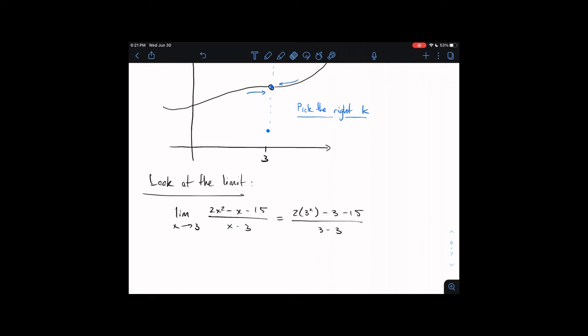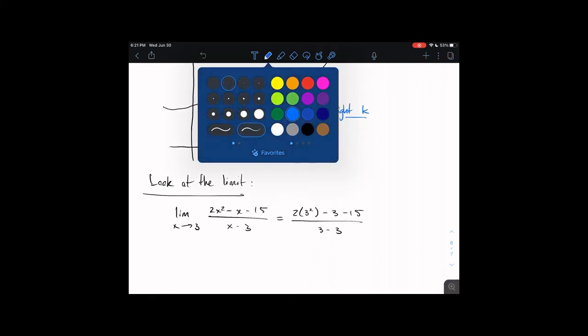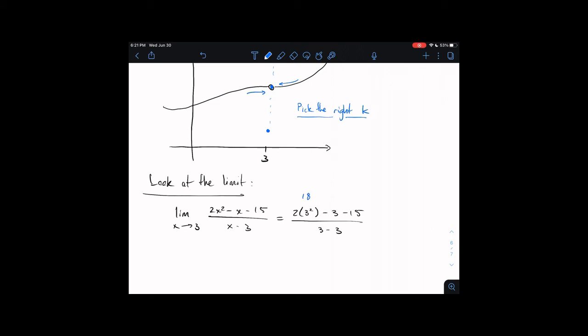Let's write this in blue. So 2 times 3 squared is 9. So 2 times 9 is 18. And then I have minus 3 minus 15. That's minus 18. And then this is 3 minus 3, which is 0. So the numerator is 0 and the denominator is 0. So this is no good.